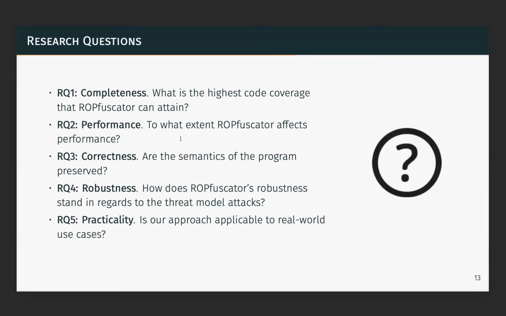How many instructions from the full binary can we actually transform into ROP chains? Then performance, which is kind of self-explanatory. What is the overhead that ROPfuscator introduces? Correctness, and as a compiler, we must make sure that the semantics of the program are not changed from the compilation process. And robustness. So how robust is ROPfuscator in protecting the binary from external analysis? And practicality. Can we actually use it on real-world scenarios or programs?